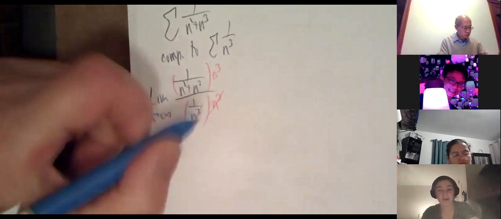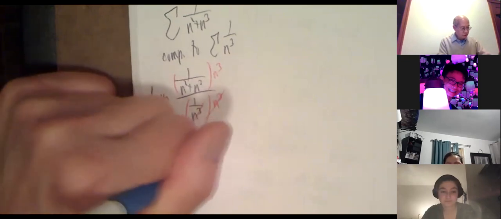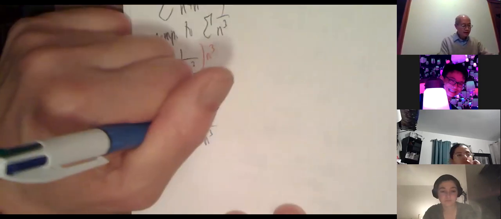N cubed, so that cancels out. N cubed over n squared plus n cubed. Okay, that's going to be 1. You can divide top and bottom by n cubed to do that, or you can do L'Hopital's rule. It's basically 1, which means whatever happens to this one happens to this one.